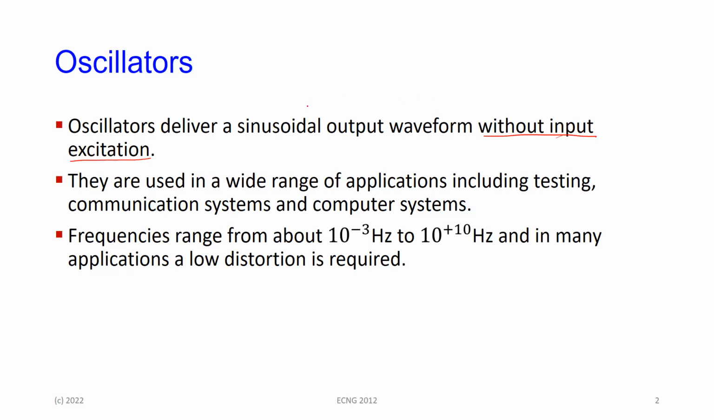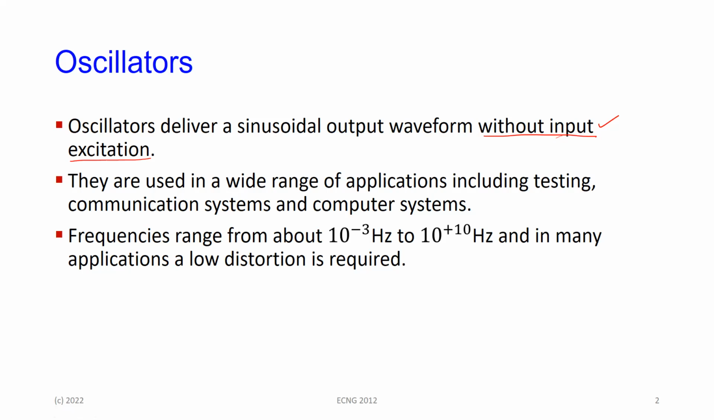It can deliver all sorts of shapes. It doesn't necessarily have to be sinusoidal, but the type of circuits that we're considering right now are those that happen to deliver sine waves and cosines without this input excitation. It is an interesting thing, right? And of course, we use oscillators around the place. A big chunk of the application of oscillators are in communication systems. Computer systems use them to generate clock signals and so on as well.